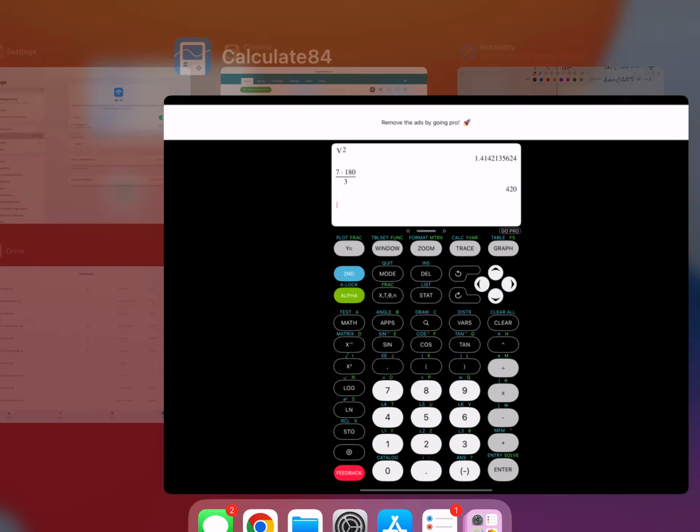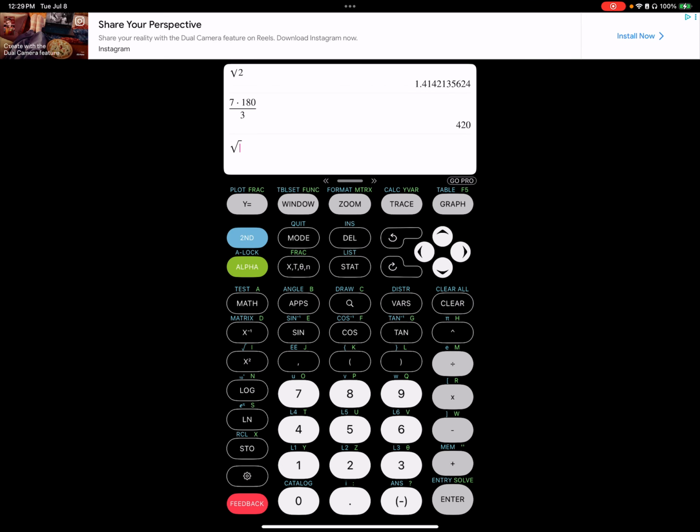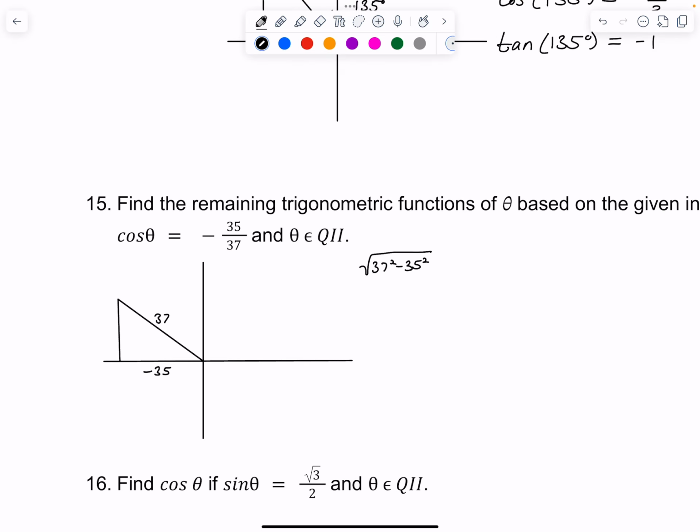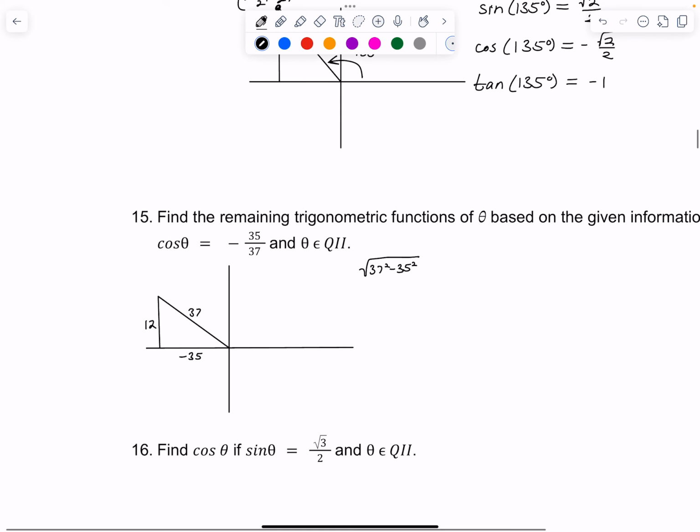That I can do in a calculator. Square root of 37 squared minus 35 squared. That will give me 12. So the opposite side is 12, which means that the sine of theta is 12 over 37.